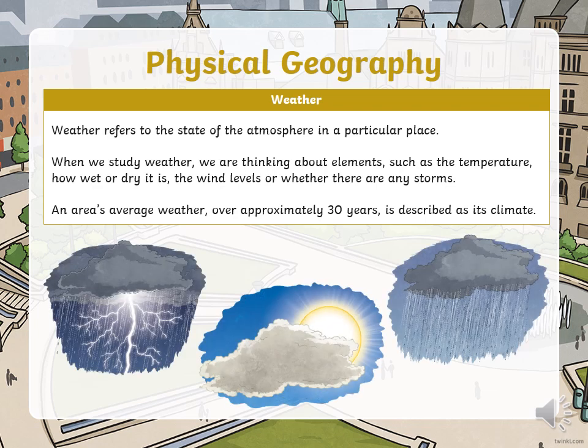Now, weather and climate are different. So weather is what you have, and climate is what you can expect. So climate is a kind of area's average weather. So for example, last weekend it snowed. That was our weather for the day, but you wouldn't say England has a snowy climate because it doesn't snow all the time, does it?